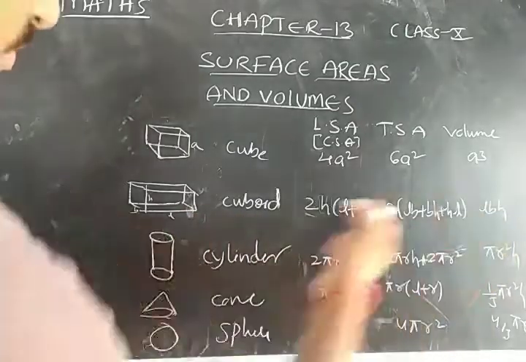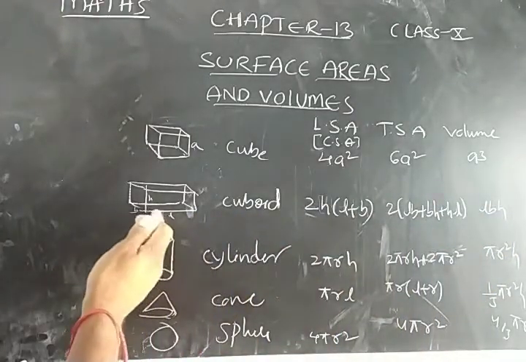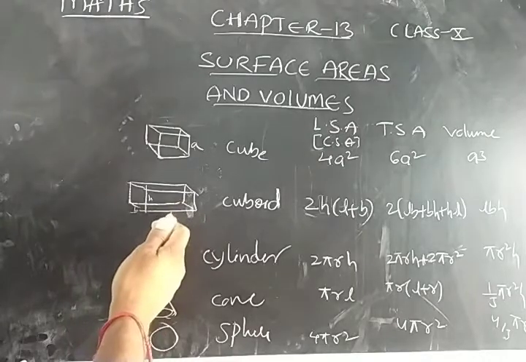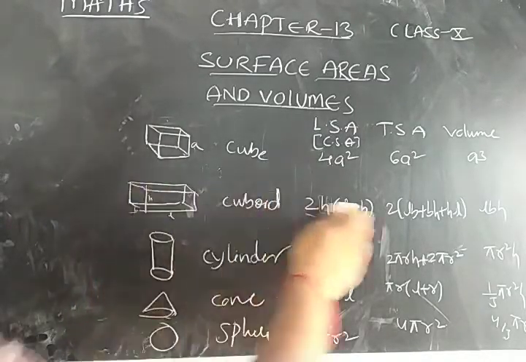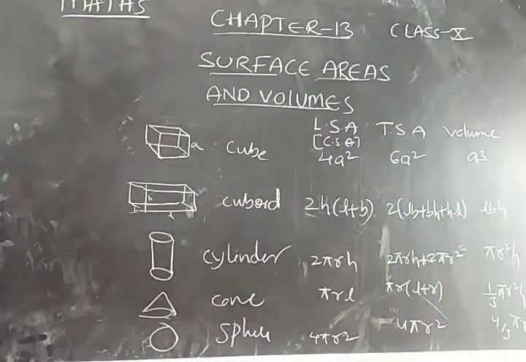Similarly, volume means base area into height. What is the base area? Base is a rectangle whose length is l and breadth is b. So l into b is the area, and with height h, lbh will be the volume.